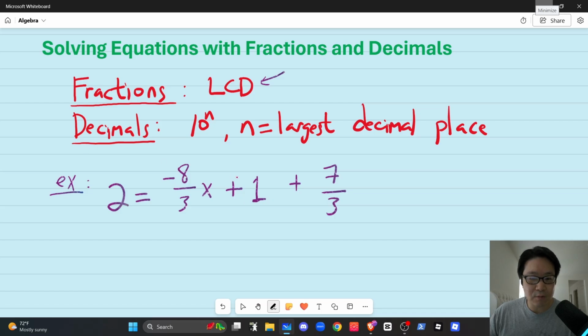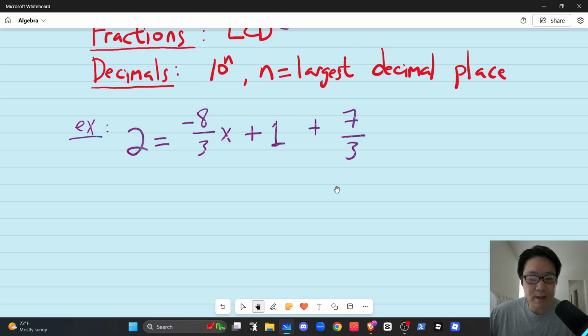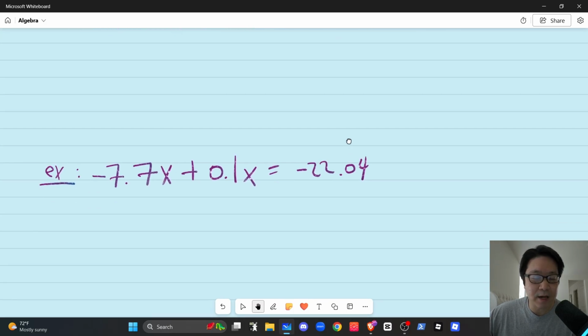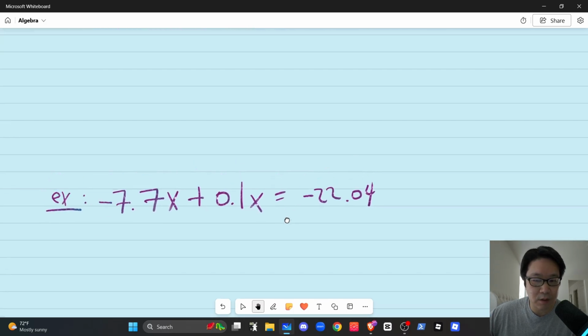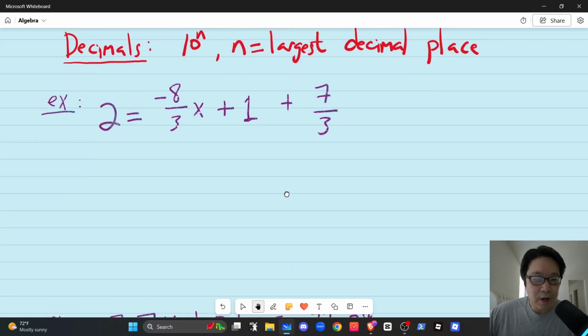Equations involving decimals are a little different. What you're going to do is multiply both sides by 10 to the nth power, where n is the largest decimal place that occurs in the equation. So here I have two examples. First one involves fractions, and the second one involves decimals. Very, very easy, guys.